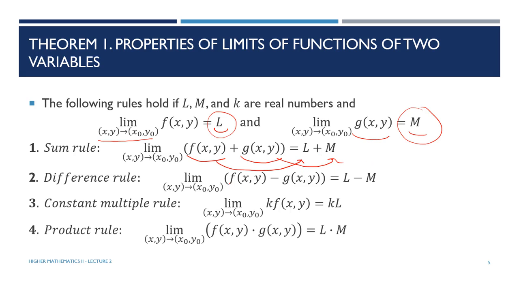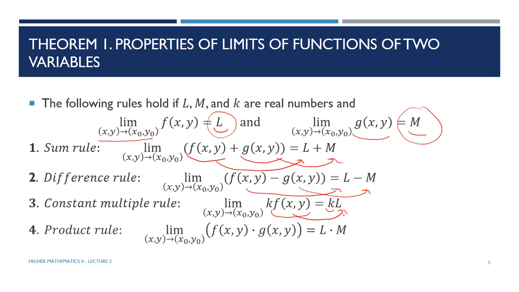Or the next one says, when we have the difference of these two functions, f of x, y minus g of x, y, and I need to find the limit as the point x, y tends to x0, y0, the limit will be the difference of limits. So f of x, y's limit was L, and g of x, y's limit is M. So the answer is L minus M. Constant multiple rule. Now we have just one function, f of x, y, but if you look carefully, you may see that f of x, y is multiplied by k. k is a constant number. So we write k first, and then the limit of f of x, y, which is L.